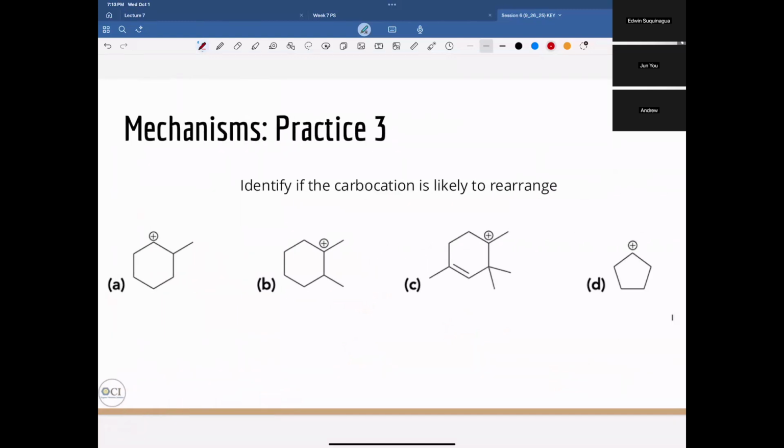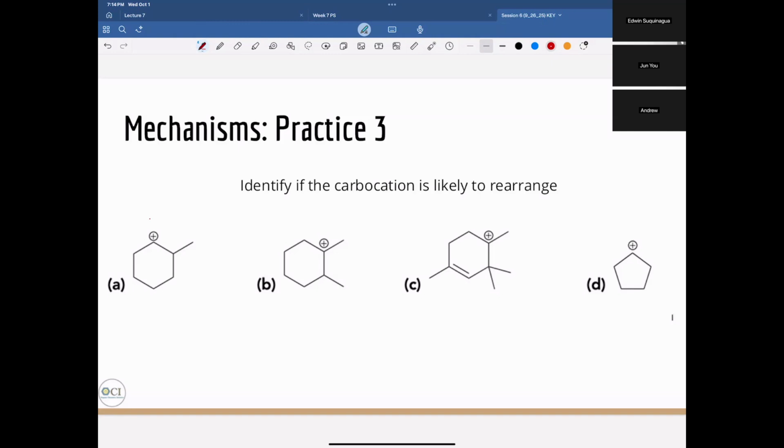Last practice problem, and we'll be finished for today. Identify if the carbocation is likely to rearrange. So with rearrangement, we said that we'll do carbocation rearrangement if it produces a more stable carbocation, right? So look at the carbocation initially and see if moving that carbocation will result in a more stable carbocation. So for example, I'll do the first one with you guys.